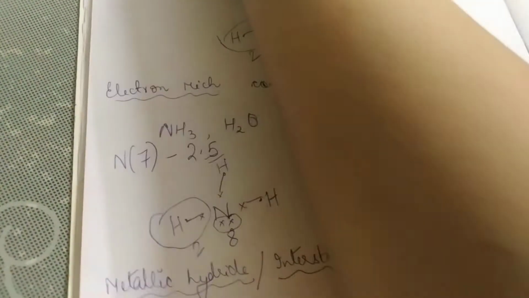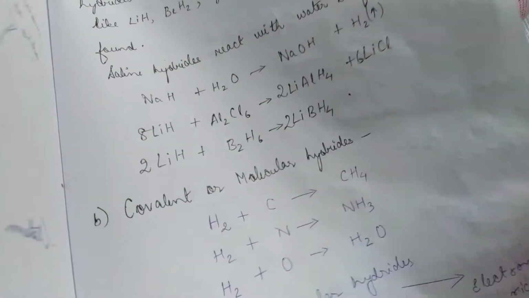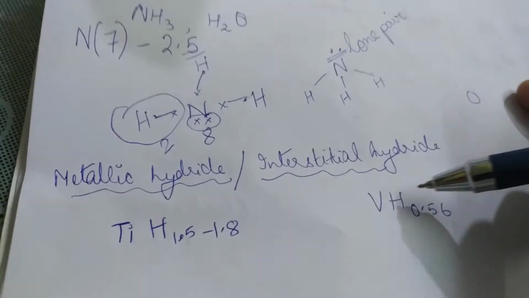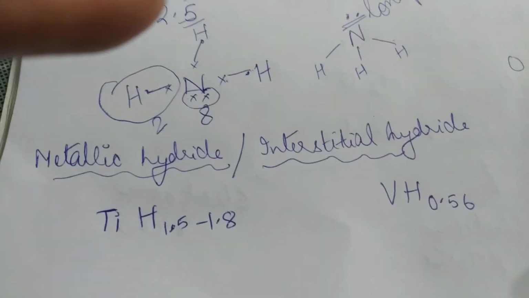So the hydrides we have discussed: in the last class we talked about ionic hydrides. Today we studied covalent or molecular hydrides. And the last category of hydrides is metallic hydride, also called interstitial hydride.